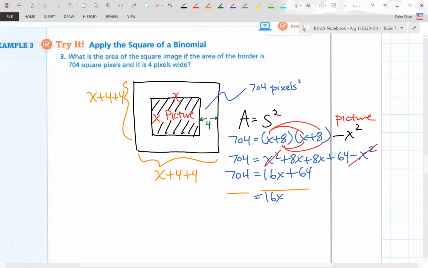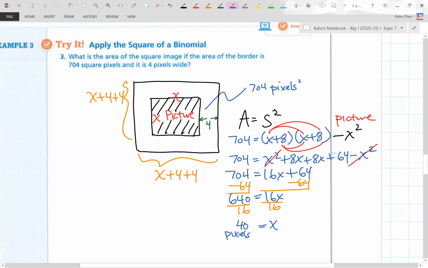Let's subtract 64 from both sides. 704 minus 64 is 640. And divide by 16. Break out your calculator. 640 divided by 16 is 40 pixels. Very nice. Woohoo! X is 40 pixels.